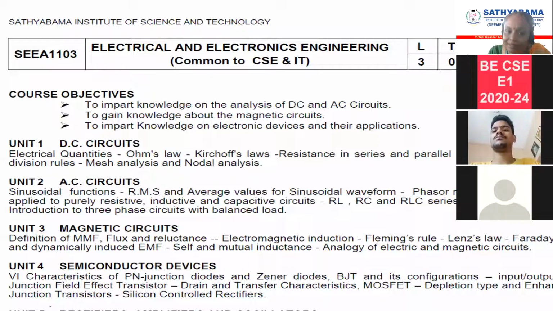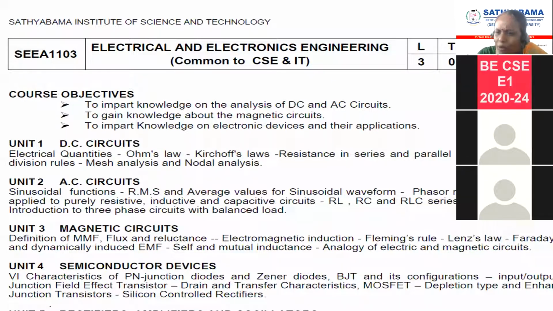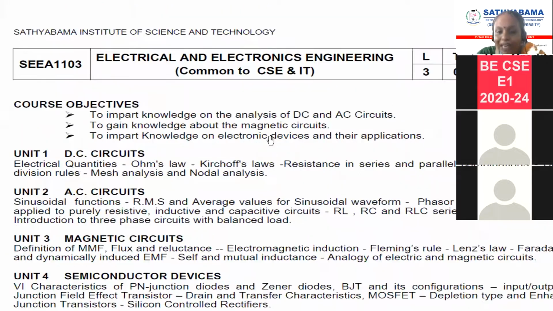Then the third course objective is to impart the knowledge on electron devices and their applications. I think you have studied about diodes and all, but you are going to learn some semiconductor devices, and the applications of semiconductor devices we have to learn.